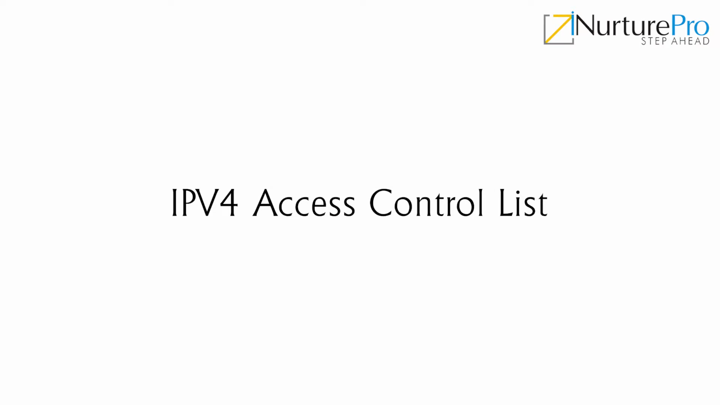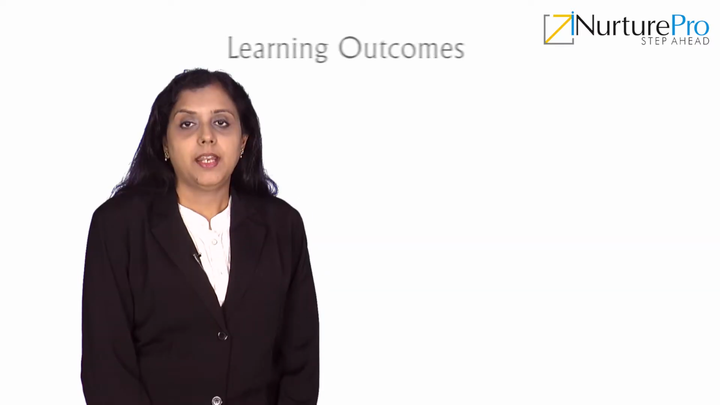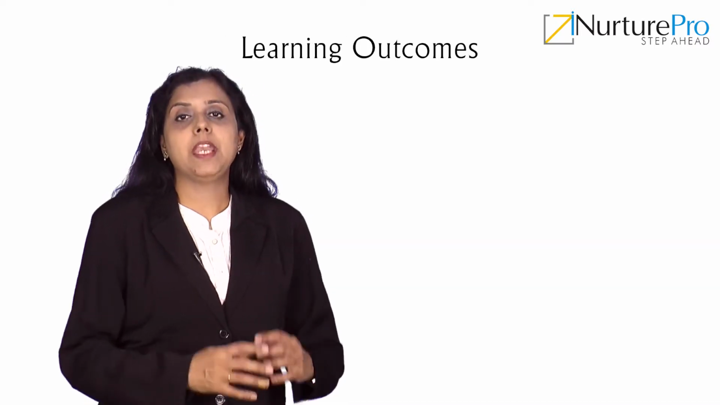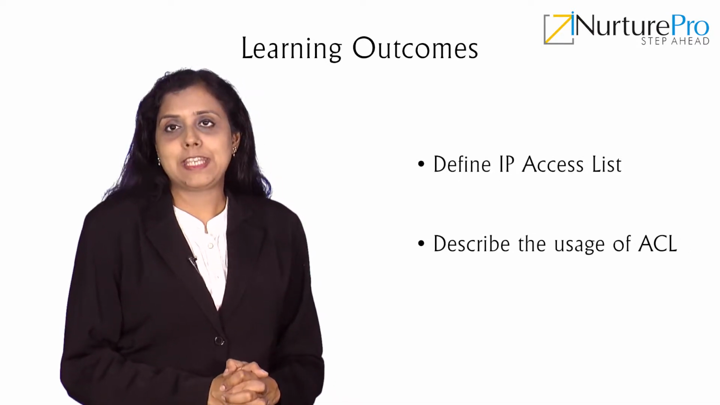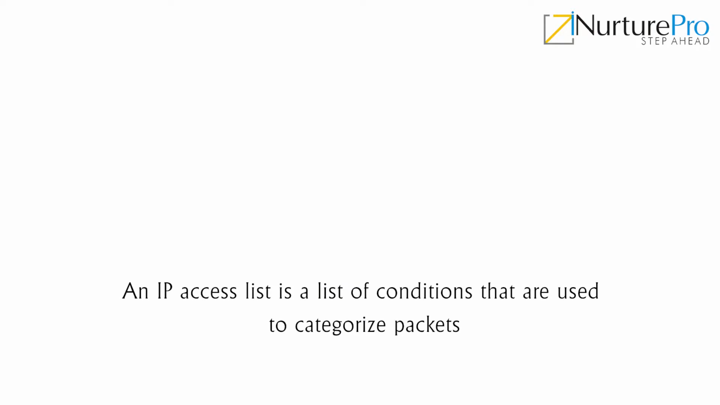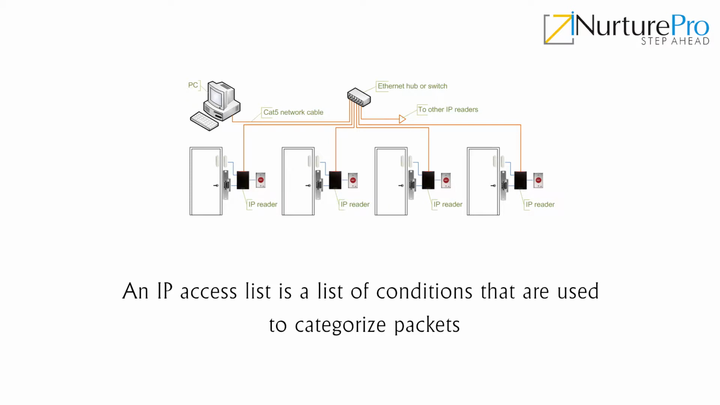In this video, we will discuss IPv4 access control lists. At the end of this video, you will be able to define IP access list and describe the usage of ACL. An IP access list is a list of conditions that are used to categorize packets. They are really helpful in managing the network traffic.